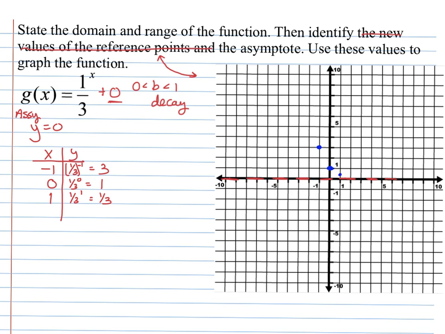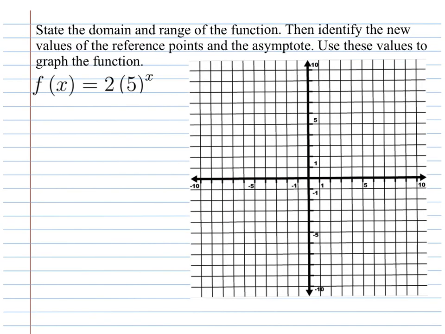And that means our graph is going to look something like that. Our domain, again, is just going to be x is an element of the reals, and our range is going to be y is an element of the reals, such that y has to be greater than 0, because that's where we have our graph.